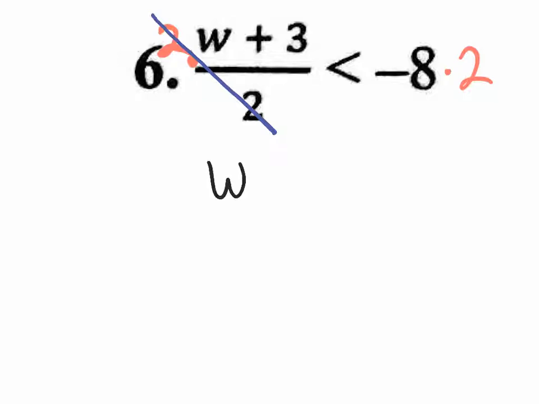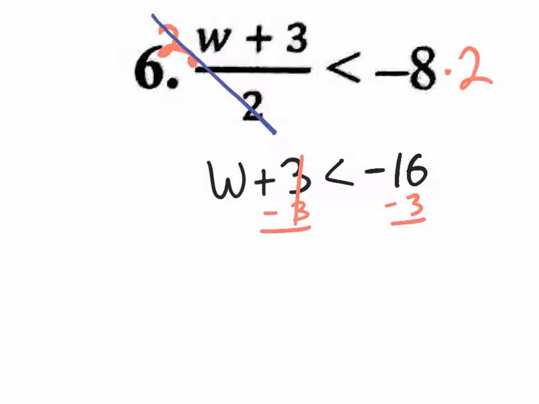The reason why I put it up in the numerator position is because the 2 on top over the 2 on the bottom cancels out. 2 divided by 2 is 1. So what do I have left? I have a W plus 3 left, and I have a less than. It didn't change because I did not multiply or divide by a negative. And I have a negative 16 over here on this side. So I need to get W by itself. I'm going to subtract 3. I will have W is less than negative 19. I did not flip the inequality symbol because I subtracted 3. I didn't multiply or divide.